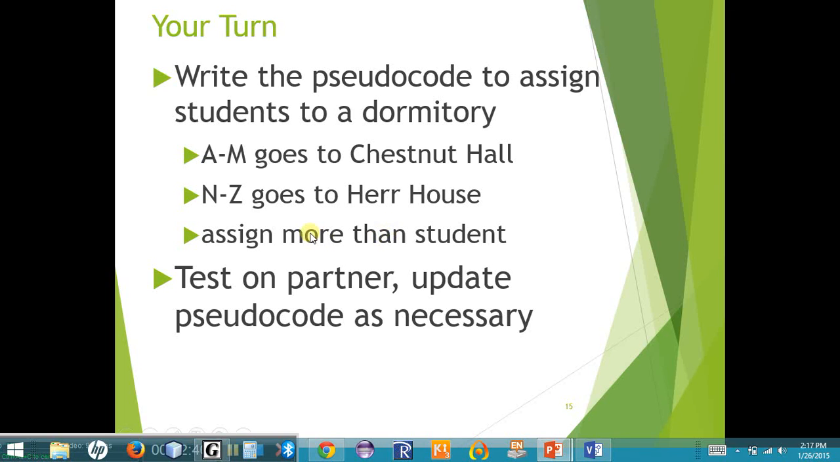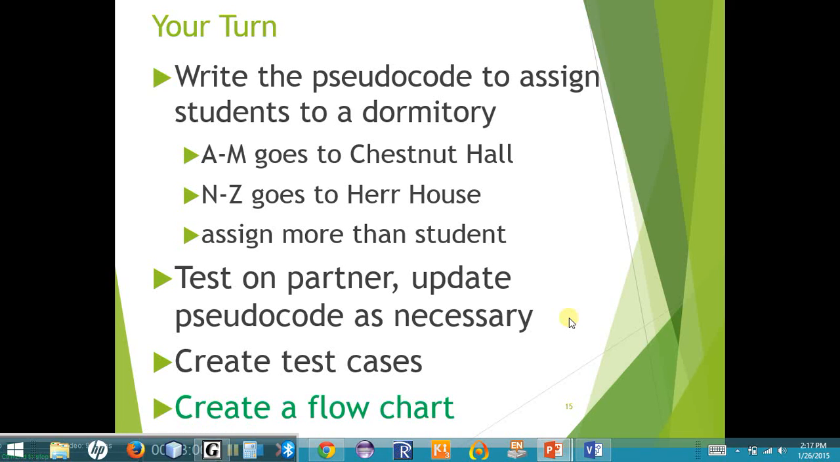So I'm going to have you write the pseudocode to do this. Somewhere between 3 and 20 steps is necessary for you to write it. I'm going to have you test it on your partner. Line by line by line, test it on your partner. Update your pseudocode as necessary. I'm going to have you create a series of test cases in a spreadsheet format. And finally, I'm going to have you create a flow chart that shows the flow of the pseudocode that you wrote in the first series of steps.